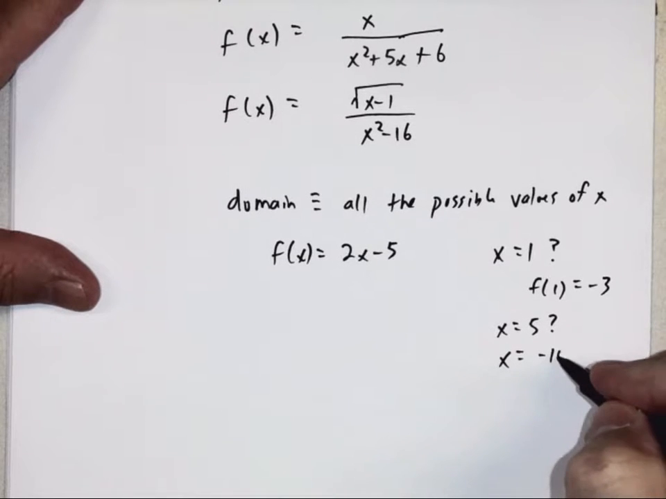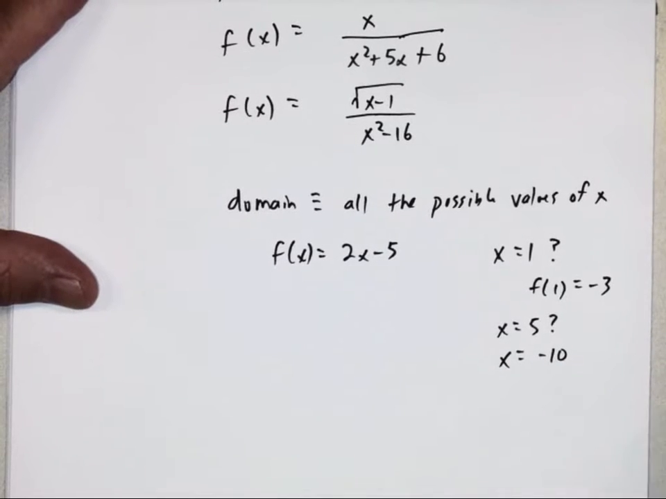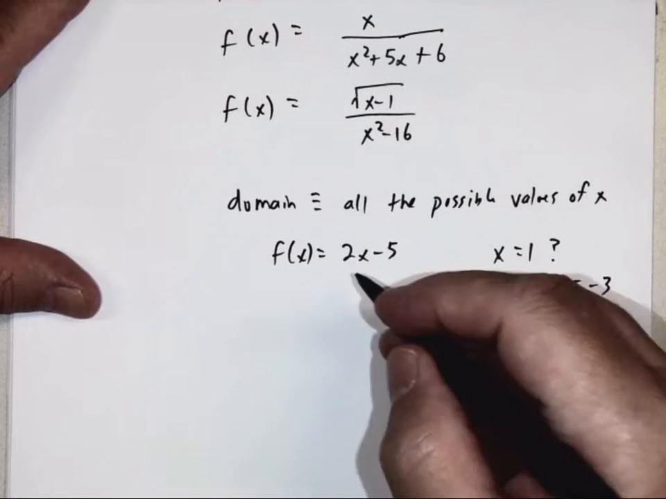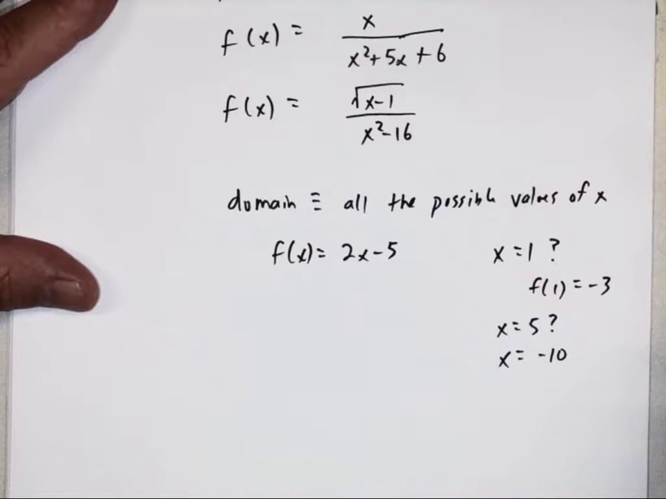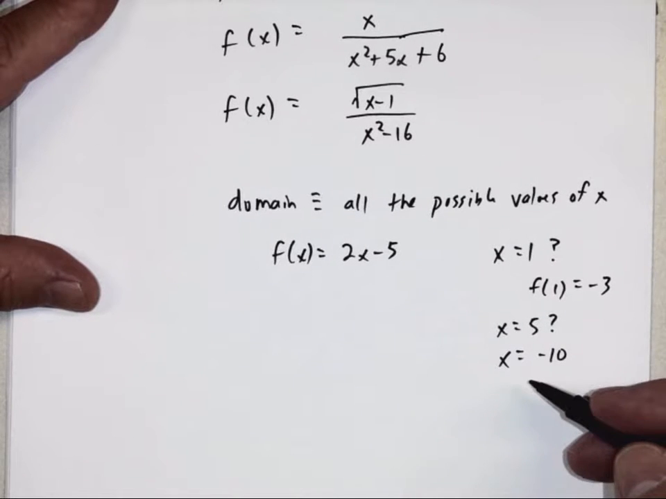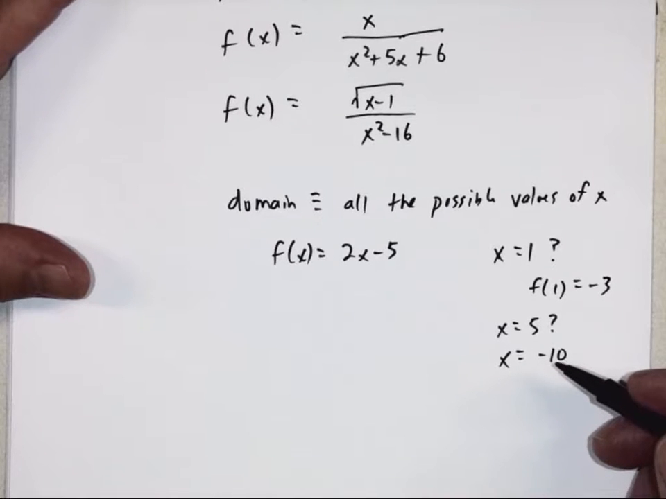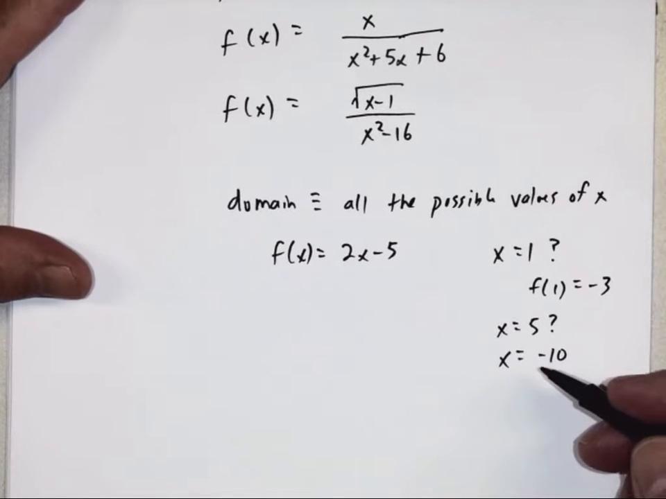X can be a negative number. I could set x equal to minus 10. It's okay. It would equal like minus 25. I can make x a fraction. I can make x a decimal. There's no limit to what x can be.